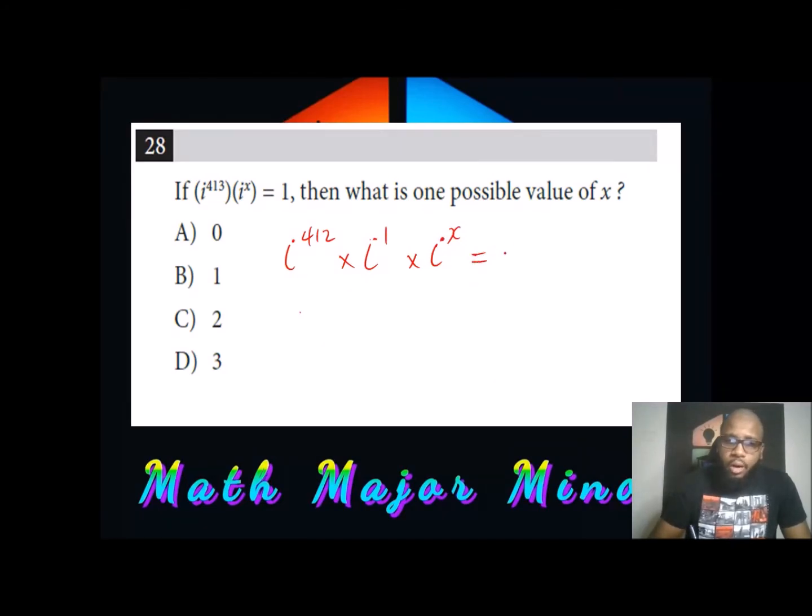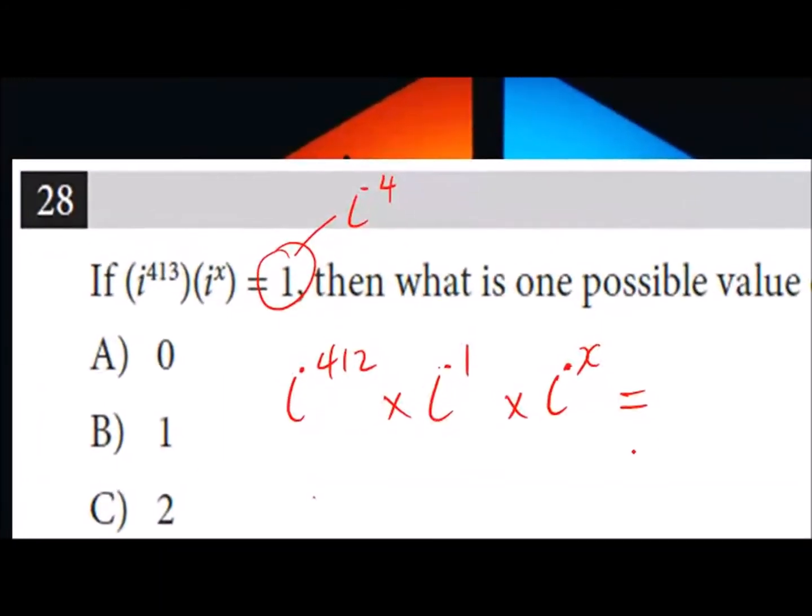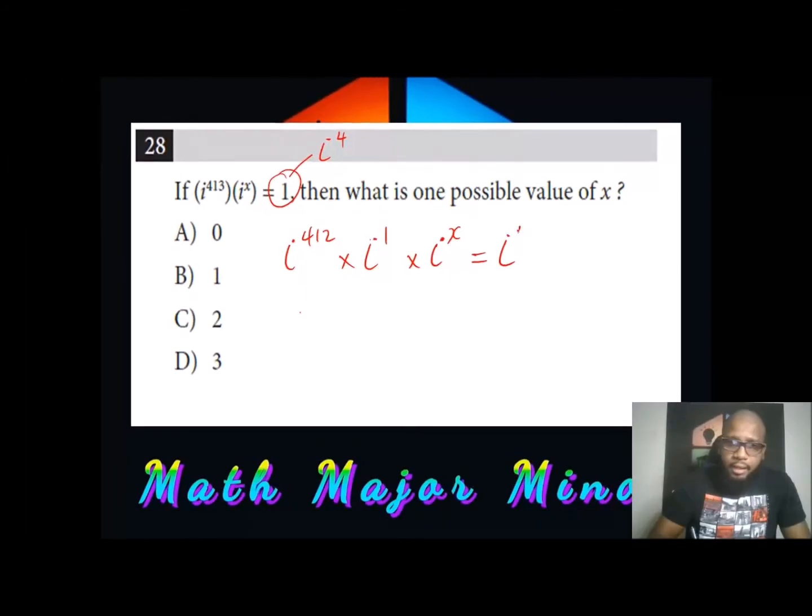Now, for the 1 on the right side of my equation, I need to write all of these terms with a base of i. So remember, 1 is i to the power of 4. So I'm going to write this as i to the power of 4. Now, every power of i that is a multiple of 4 is 1. So that's going to be 1 times i to the power of 1 times i to the power of x equals i to the power of 4.